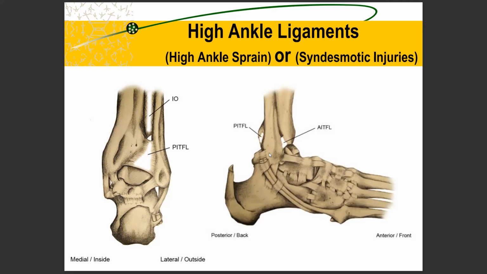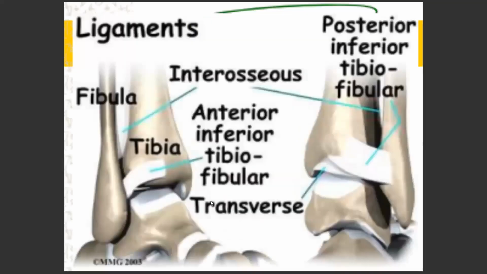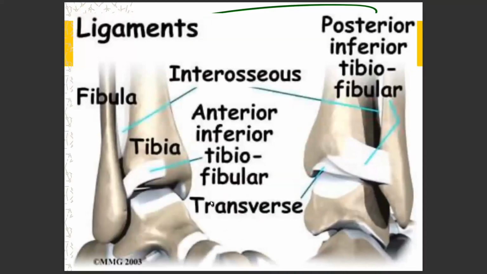This is the lateral view. This is the anterior. This is the posterior. And if we look here, this is the posterior view. Here are two ligaments. One is the posterior inferior tibiofibular ligament, and the other ligament, which is deeper to the posterior inferior tibiofibular ligament, is the transverse ligament, while on the anterior side there is a single ligament known as the anterior inferior tibiofibular ligament.